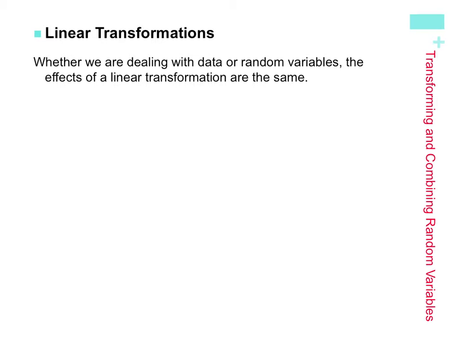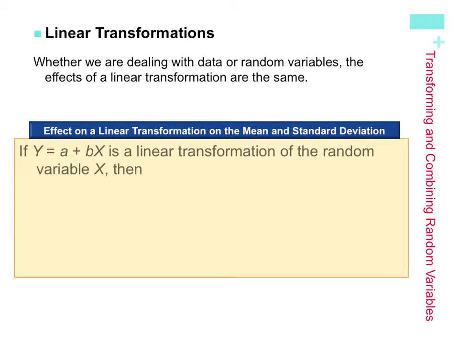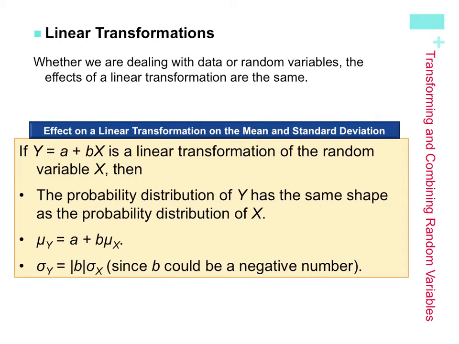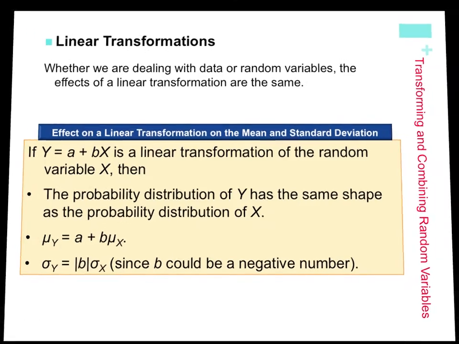Okay, so whether we are dealing with data or random variables, the effects of linear transformations are the same. So this is just kind of an overall glimpse of what we've done, right? The probability distribution of y has the same shape as the probability distribution of x, okay? The mean is going to be multiplied and added to by your original mean. Your standard deviation would only be affected by multiplication or, of course, division, okay? It is not affected by adding a constant.